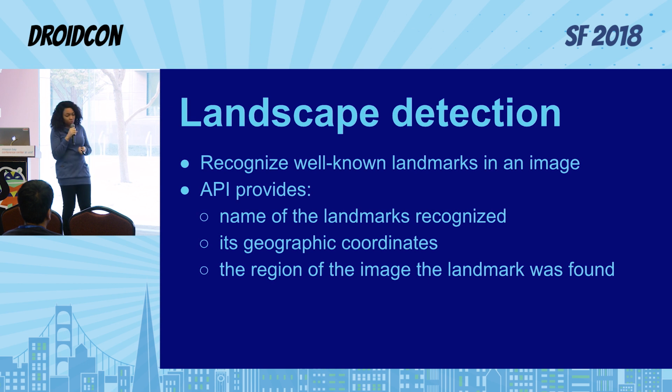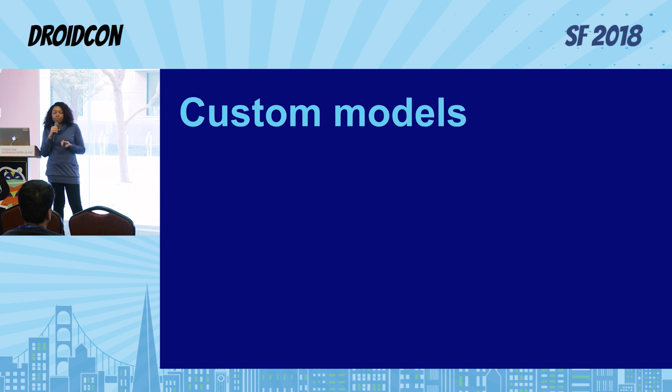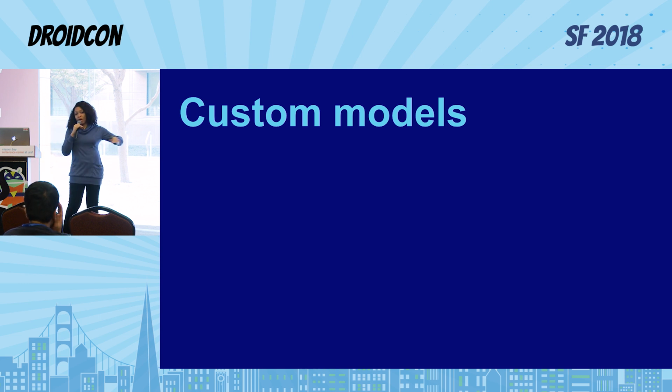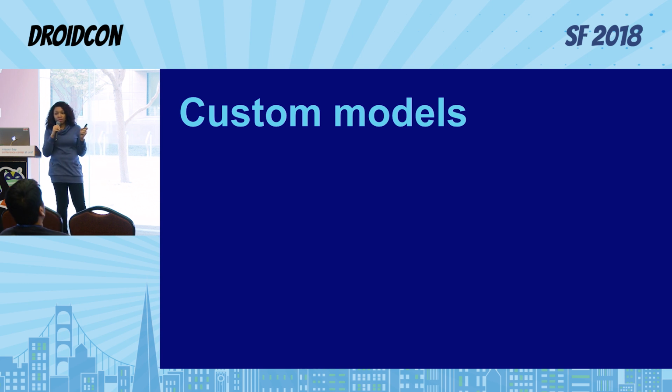And then custom models. I mentioned earlier that you may have different use cases in your app, and ML Kit does not satisfy those use cases. Like all the ones that I've gone over, let's say you want to build a smart app, but ML Kit doesn't satisfy that. You can build your own custom model with TensorFlow.